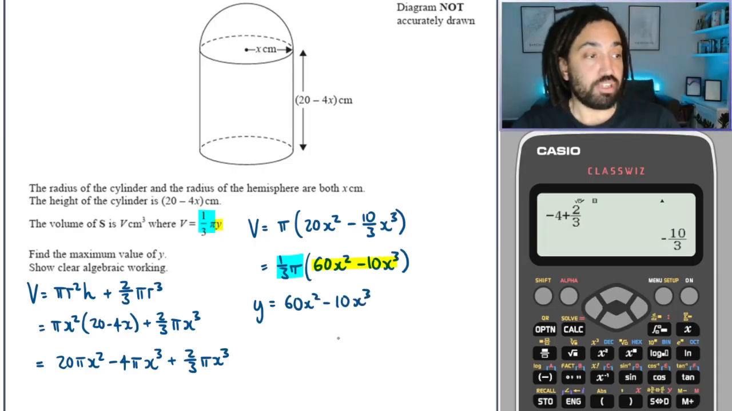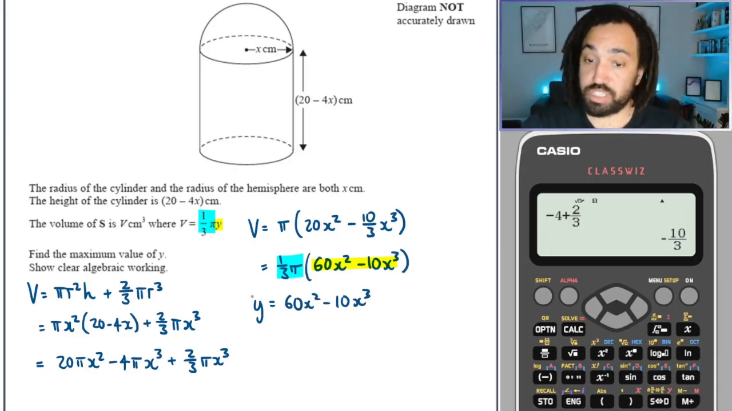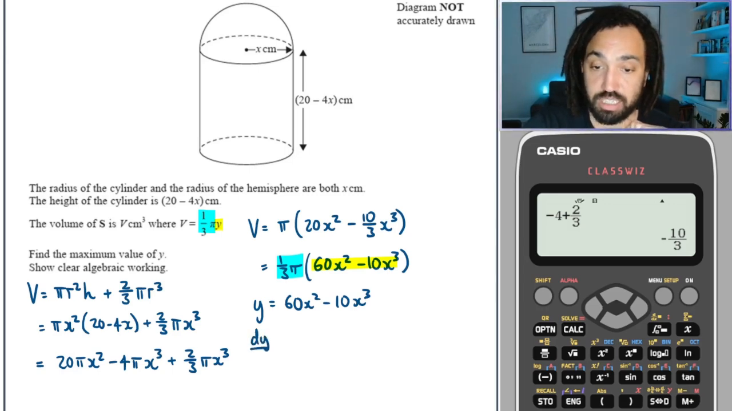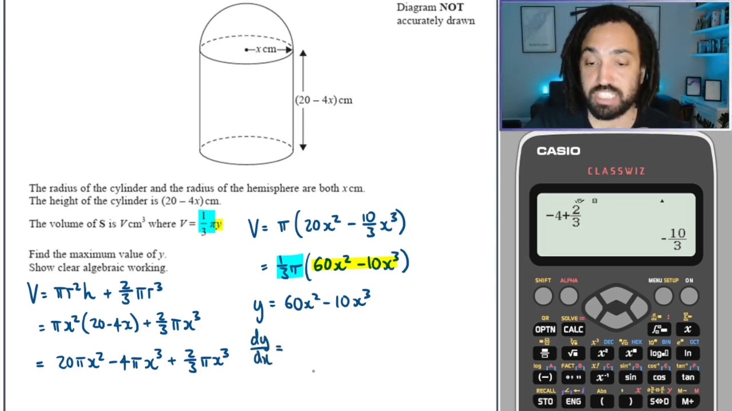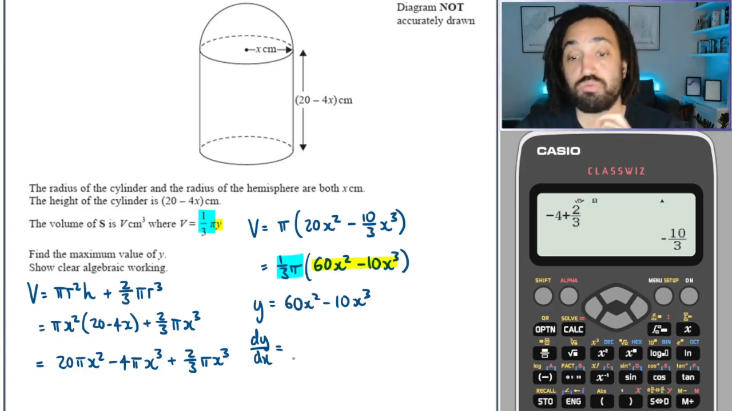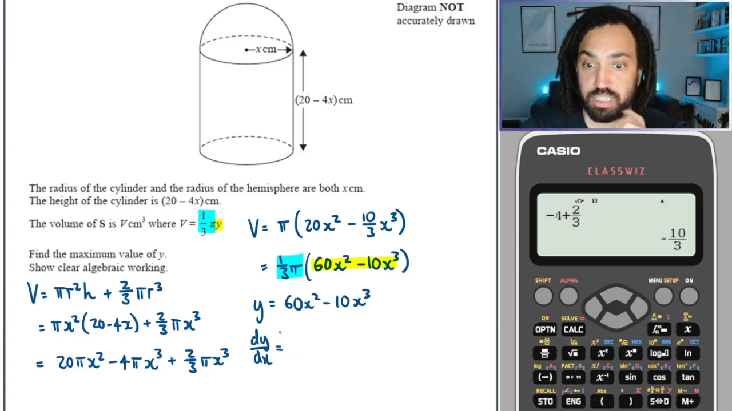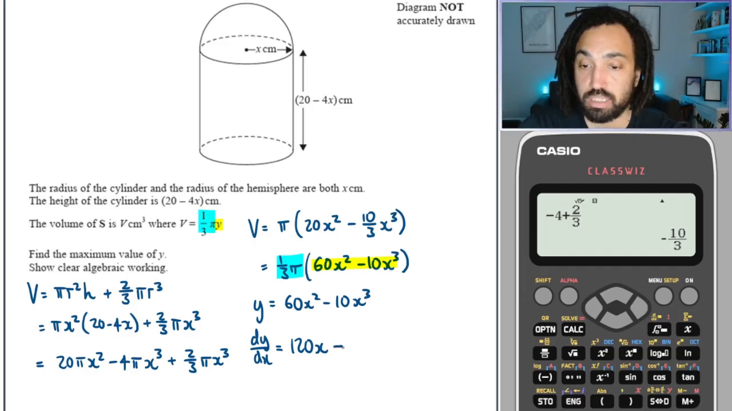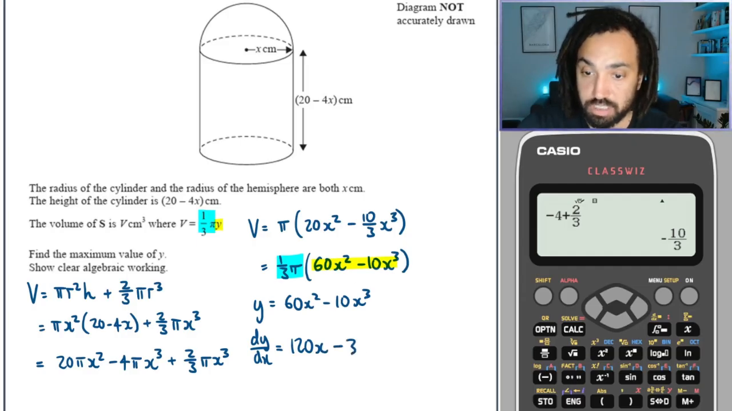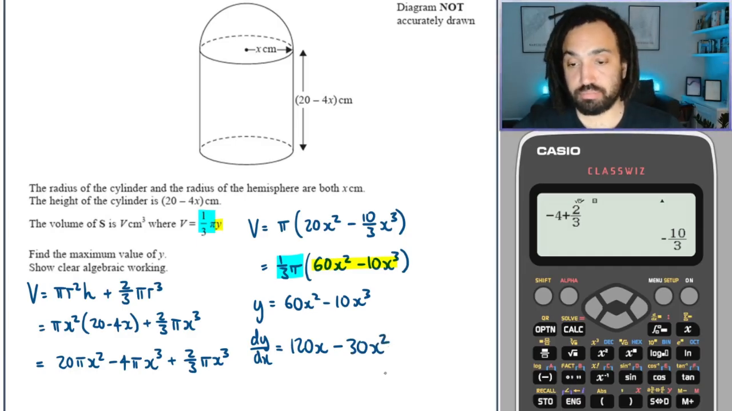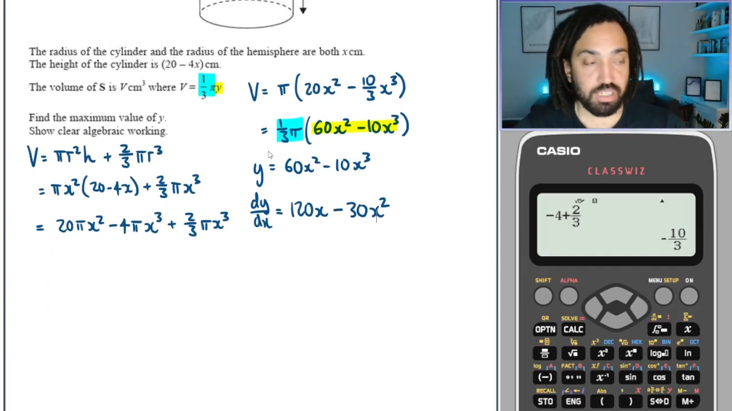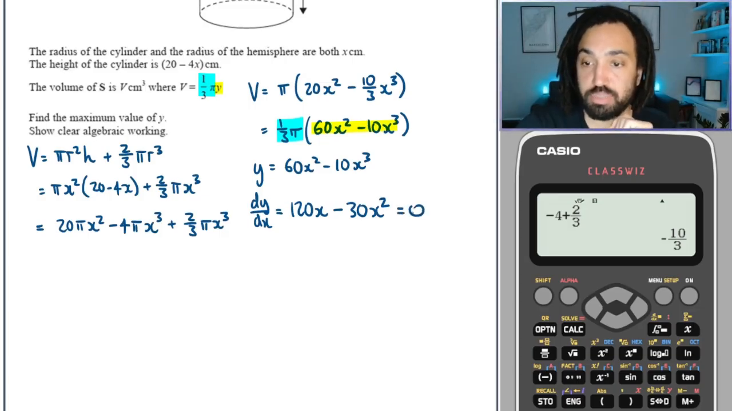Lovely. So how do we maximize something? Well, we use differentiation. We differentiate it, and then we set it equal to 0, because that's where the maximum and minimums are, when the gradient, or the derivative, dy by dx, is equal to 0. 2 comes down, times the 60 makes 120, drop the power down to 1. 3 comes down, times the minus 10 to make minus 30, drop the power down, becomes 2. Now once again, I want this to equal 0, because that's where maximums are found.